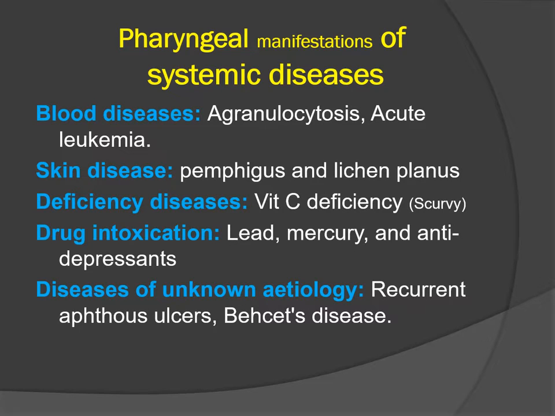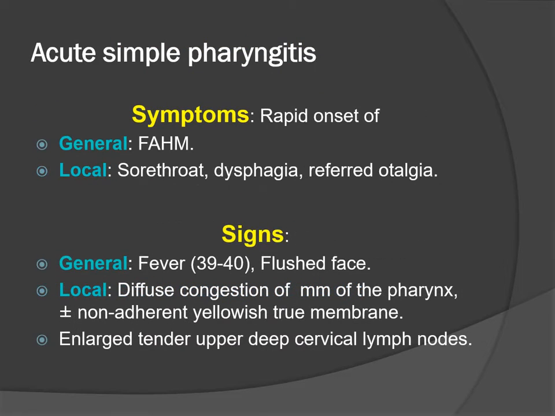Deficiency like vitamin C is not present nowadays. Drug intoxication like lead and mercury, which are present inside toxic drugs, also produces sore throat. The patient on chemotherapy has to be warned that you may feel a sore throat and a metallic taste in your saliva. Antidepressants also give sore throat. And sometimes we don't know the etiology, like in recurrent abscess or Paget's disease.